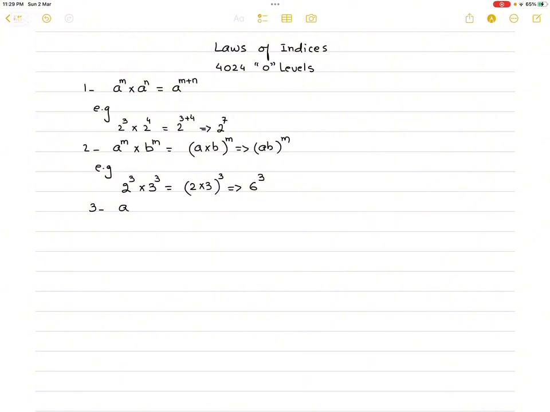Number 3. If a power m divide a power n, so bases are same and they are dividing by each other, so I will write a power m minus n. For example, if 2 power 4 divide 2 power 2, so I will note that bases are same but they are dividing by each other, so powers must be subtracted. So I will write 2 power 4 minus 2, which gives me 2 power 2.